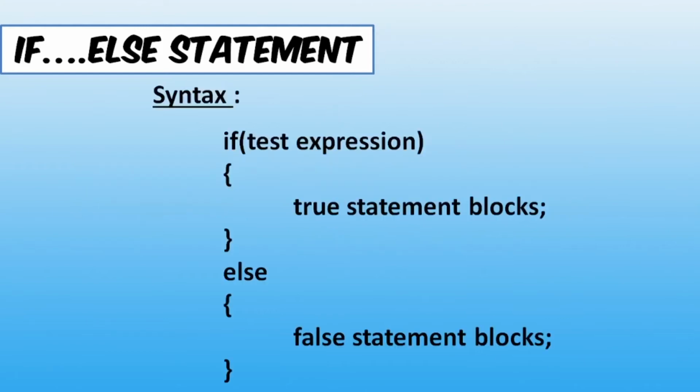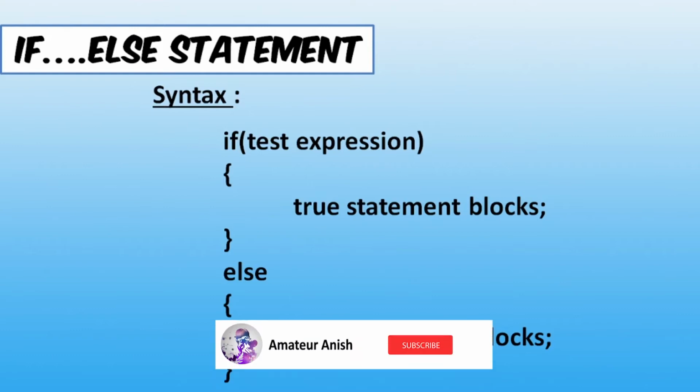So here's the syntax of the if-else statement. It's if, then the test expression within small brackets, then the true statement block within curly braces, and else, after that the false statement block. If the test expression is true, then the true statement block will get executed. Otherwise, or else, the false statement block is going to execute. So let me demonstrate this if-else statement in Dev C++.